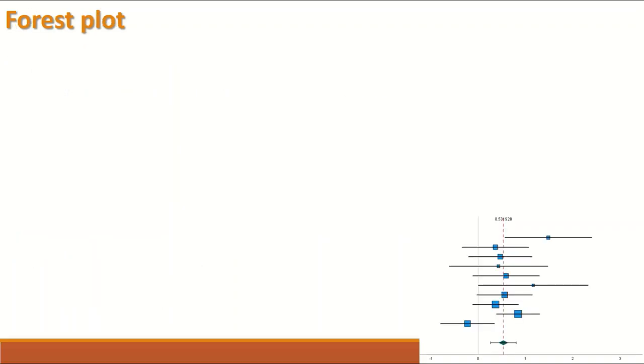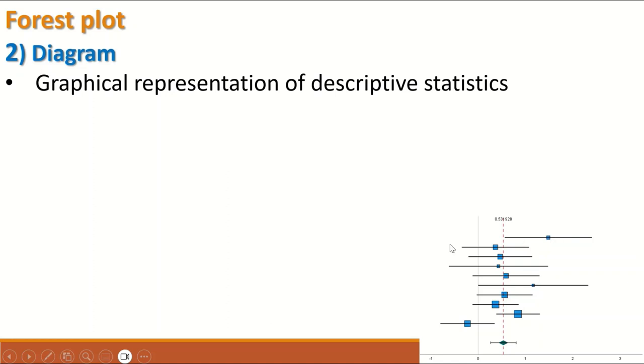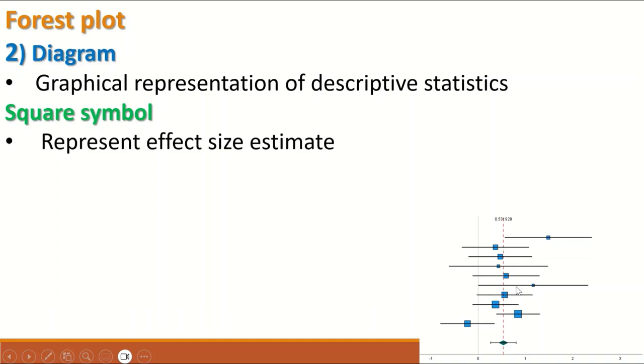So the forest plot now has three parts. The first part is the descriptive part. The second part is the diagrammatic representation of the descriptive statistics. As shown in this diagram, there are symbols: squares, horizontal lines, vertical lines, and a diamond-shaped structure. This part is a graphical representation of the descriptive statistics. The blue color-coded squares are the effect size estimates, and there are different sizes of these squares, which reflect the sample size. A larger sample size will have a larger square, and a smaller study with a smaller number of participants will have a smaller square.